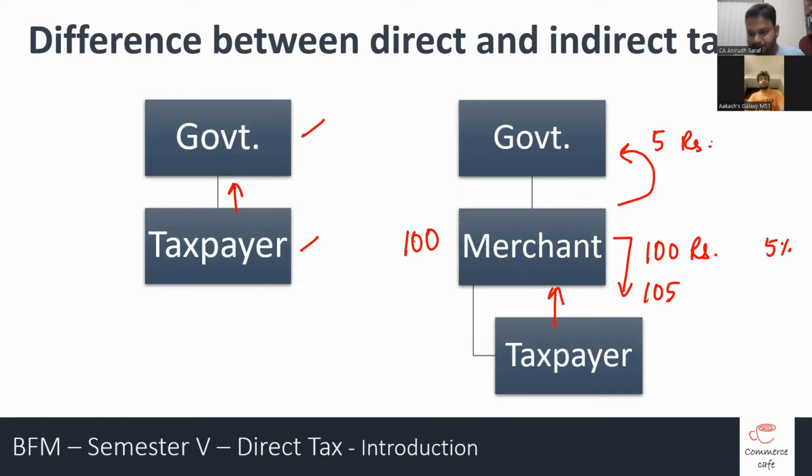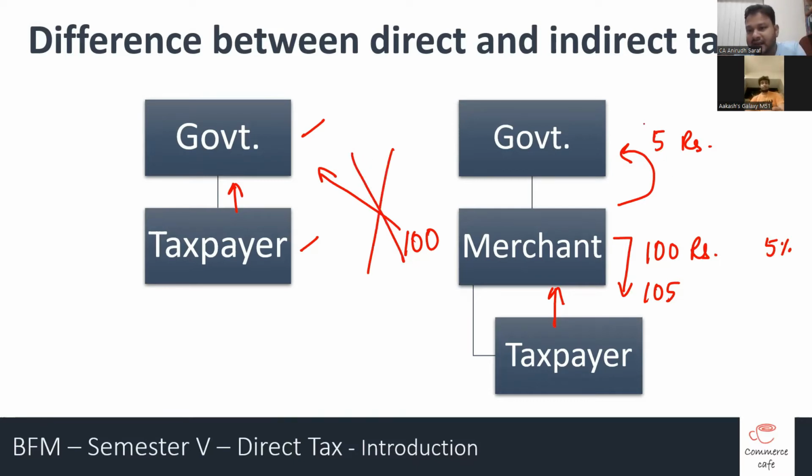So the GST will be paid to the government. The 100 belongs to the merchant only. On that, maybe he will make a profit and then he will pay an income tax to the government also, because he's earning money, right? That is a separate issue, but let's forget about this issue right now.